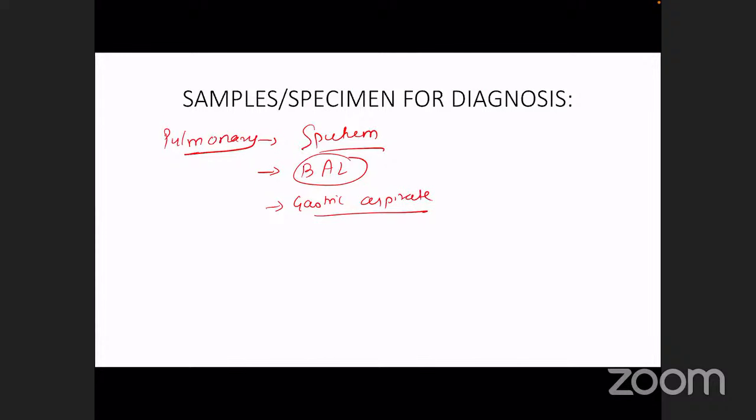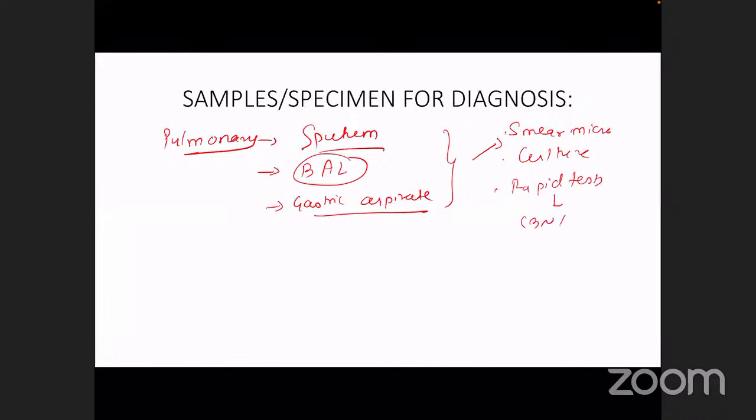And obviously you have to perform smear microscopy. We'll be discussing this; we have only two methods for smear microscopy. We'll be performing culture if required. And obviously nowadays, upfront, we go for the rapid tests, that is CBNAAT or TrueNAT. So for pulmonary samples, you can do any of these three.